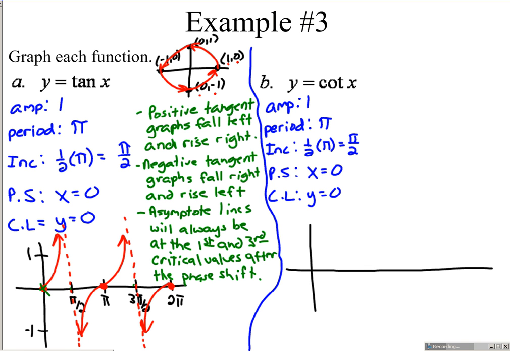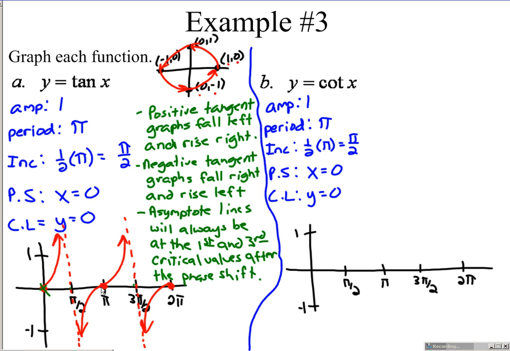Critical points are at 0, pi over 2, pi, 3 pi over 2, and 2 pi. Amplitude is 1, so our graph's going to go up to 1, down to -1. Now use your unit circle.